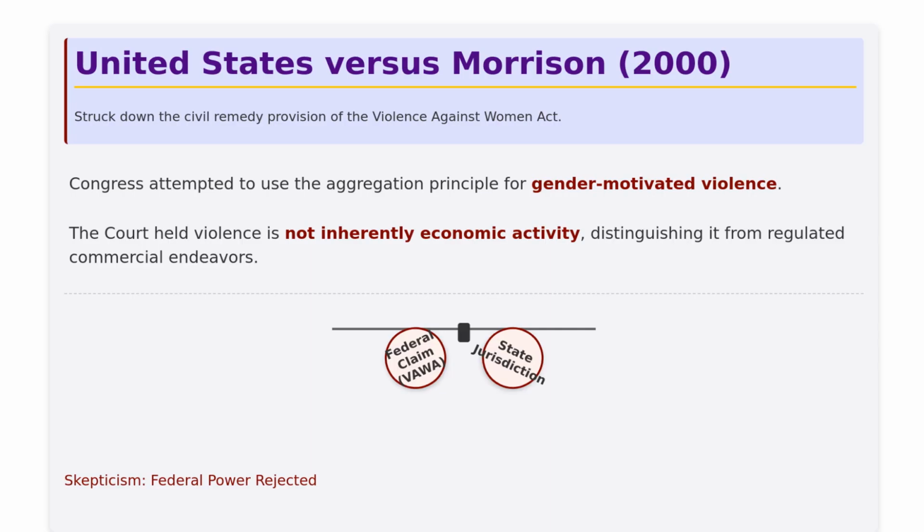If Lopez drew a line against regulating non-economic activity, the court immediately reinforced that boundary 2 years later in United States versus Morrison. This case challenged the constitutionality of the civil remedy provision within the Violence Against Women Act, which allowed victims of gender-motivated violence to sue perpetrators in federal court.